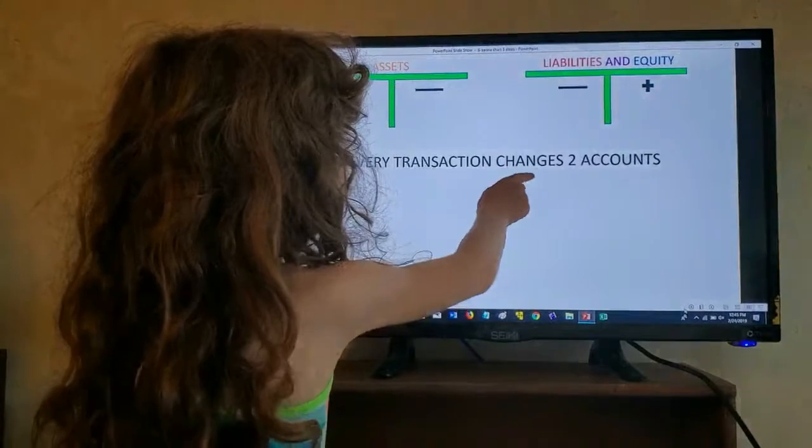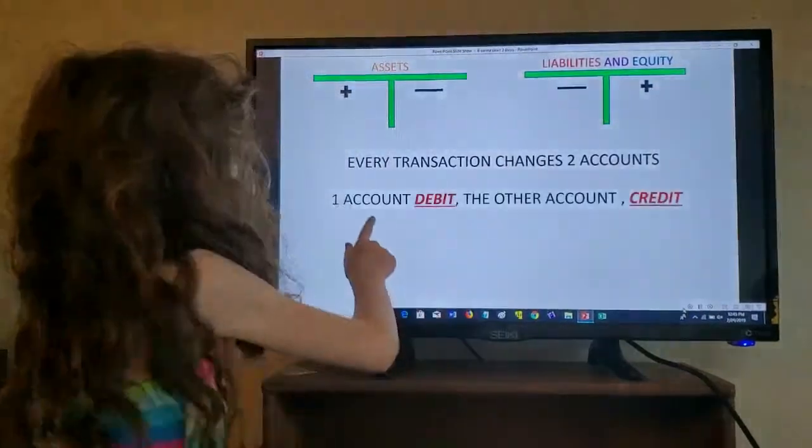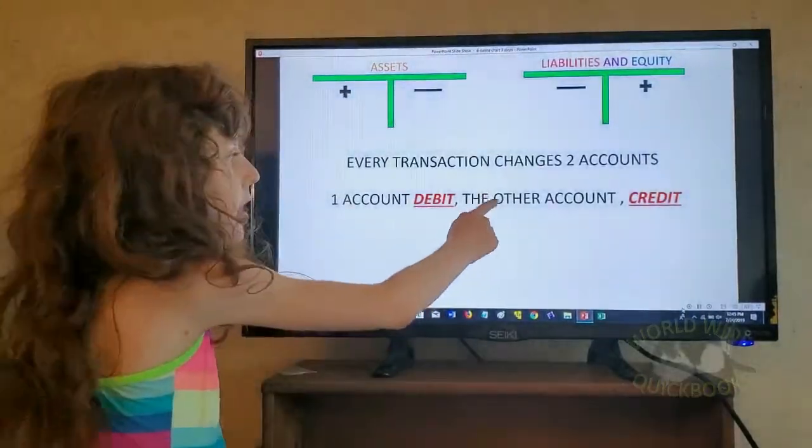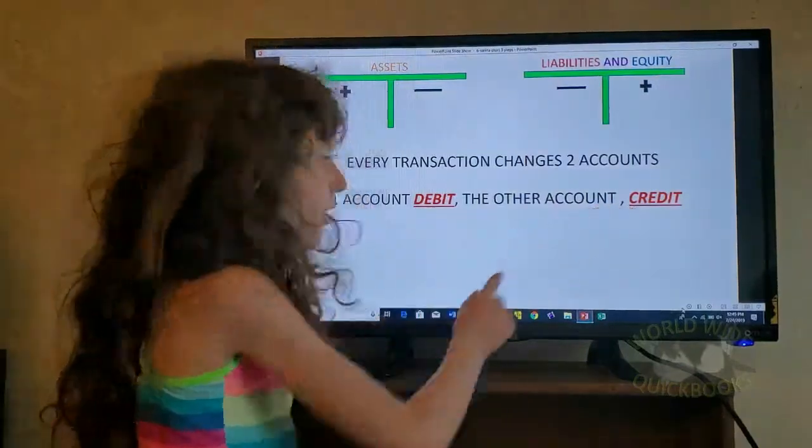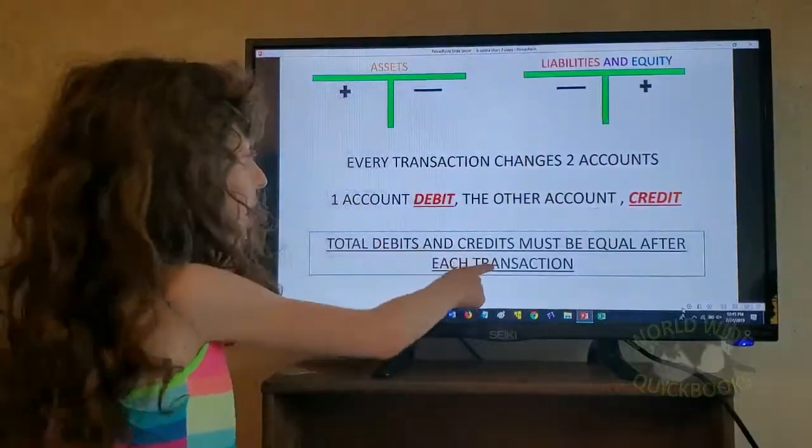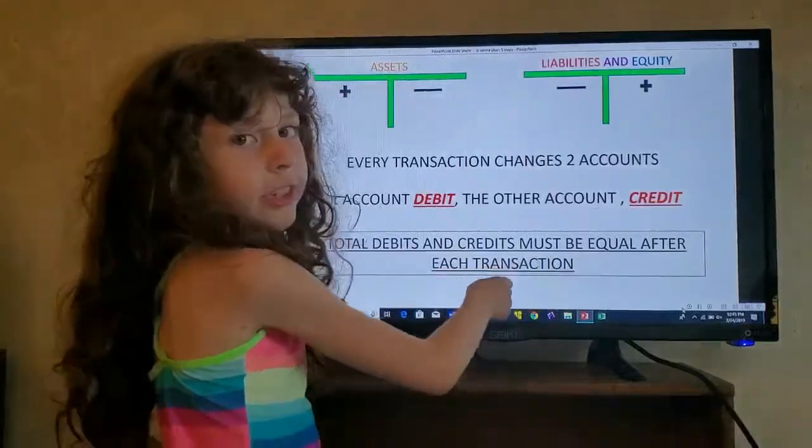Every transaction changes 2 accounts. One account has to be debit and the other account is credit. Total debits and credits must be equal after every single transaction.